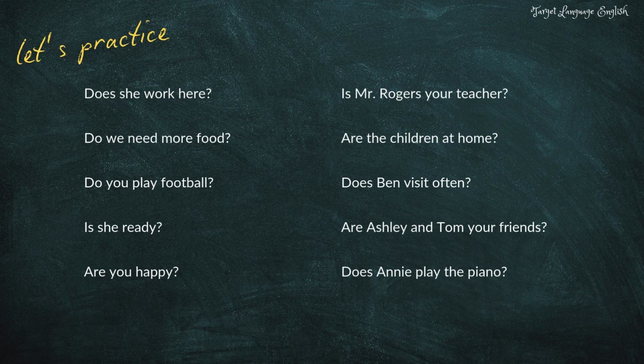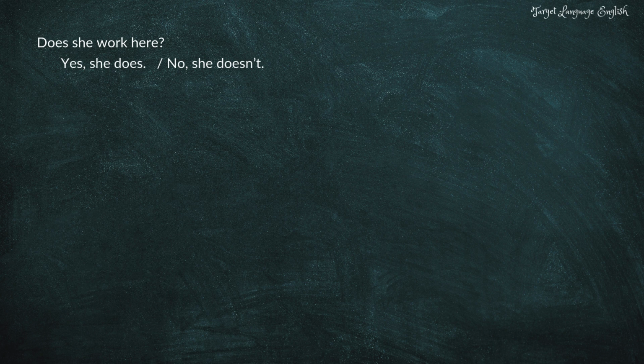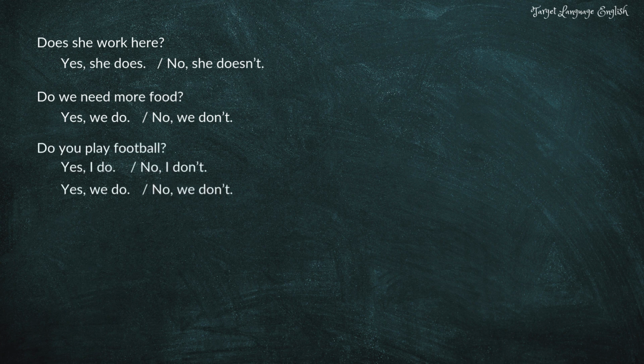Here's a simple exercise with short answers in the present simple tense. For each question, provide both the positive and the negative short answer. You can pause the video and resume watching when you're ready to check your answers. Does she work here? Yes, she does. No, she doesn't. Do we need more food? Yes, we do. No, we don't. Do you play football? Yes, I do, or yes, we do. And the negative? No, I don't, or no, we don't.